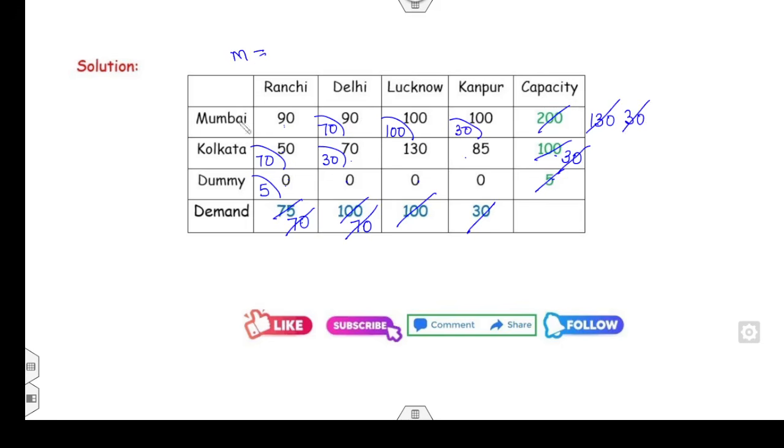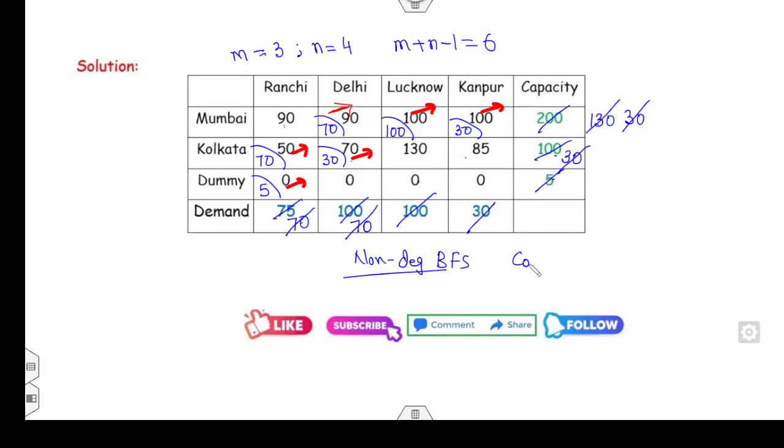So your M will be the number of rows, there are 3 rows. N is the number of columns. Then M plus N minus 1 is my 6. So how many allocations you have? 1, 2, 3, 4, 5, 6. So yes, you will get the non-degenerate BFS solution. And you can find the initial transportation cost will be 70 into 90 plus and so on. Fine, ये तो आप कैलकुलेटर से इजिली कर सकते हो.